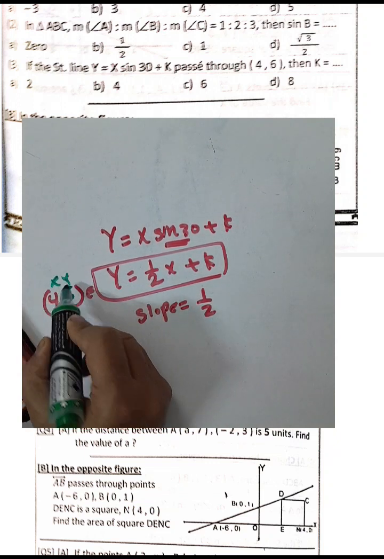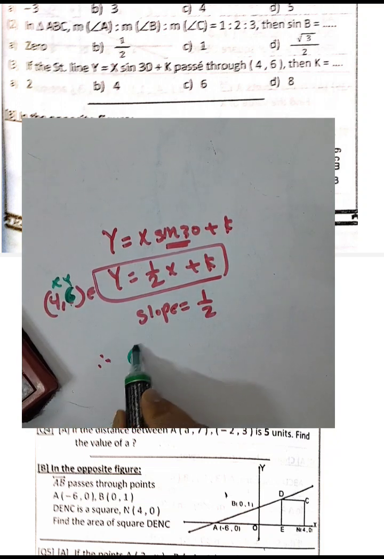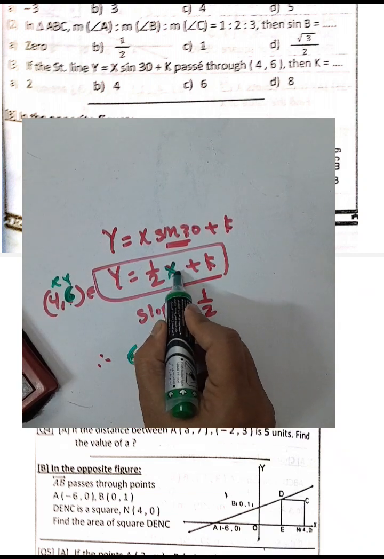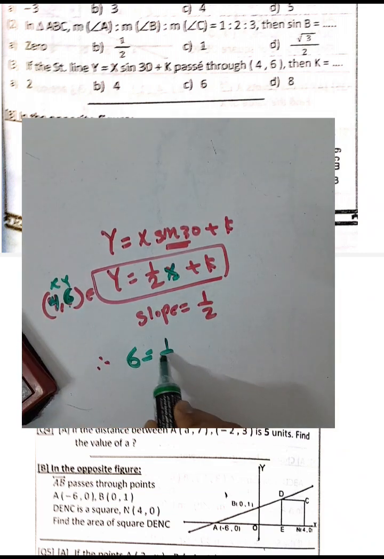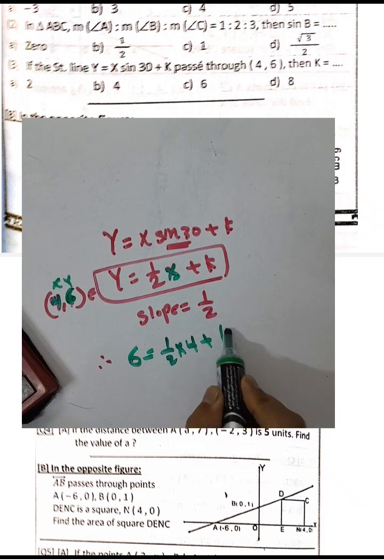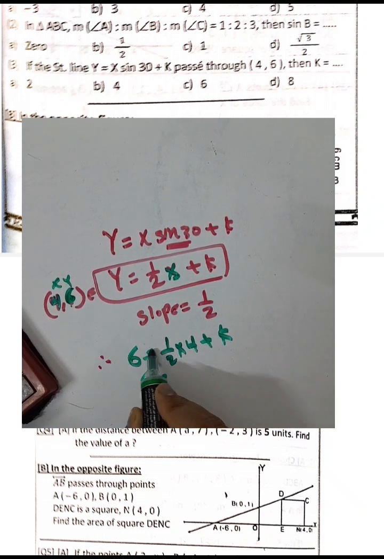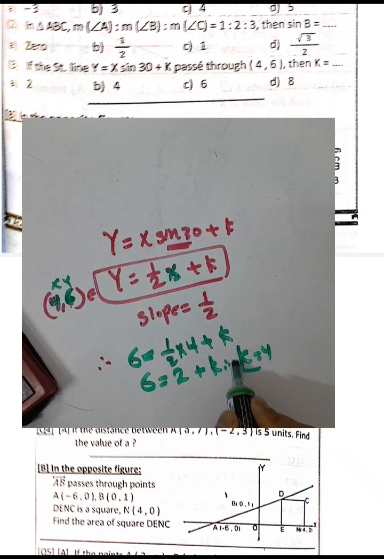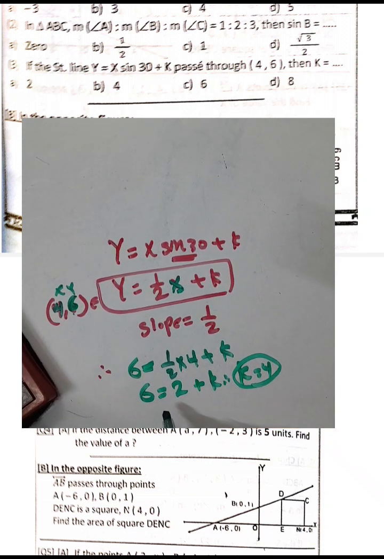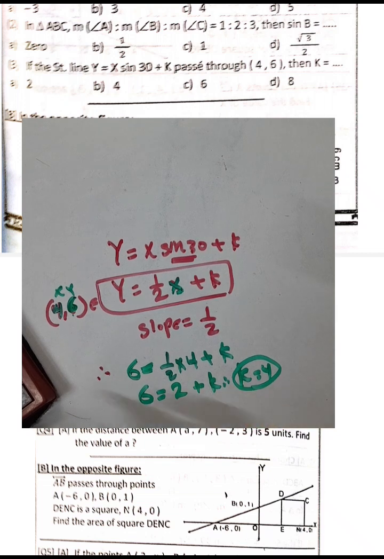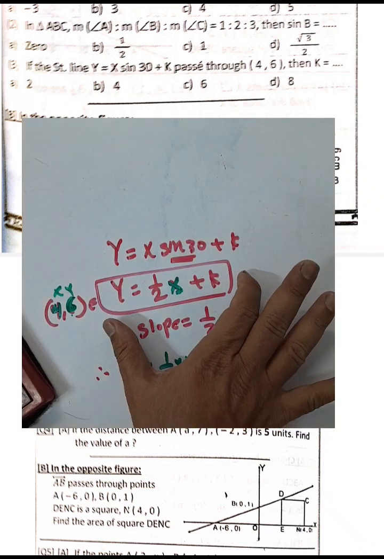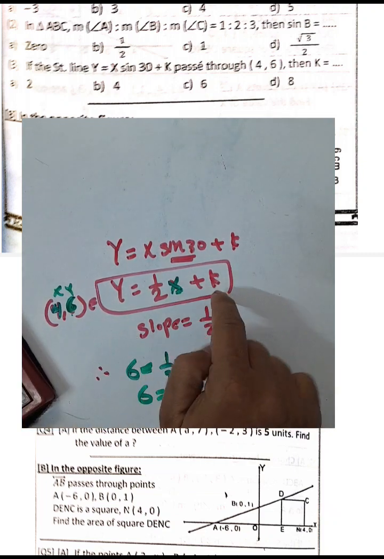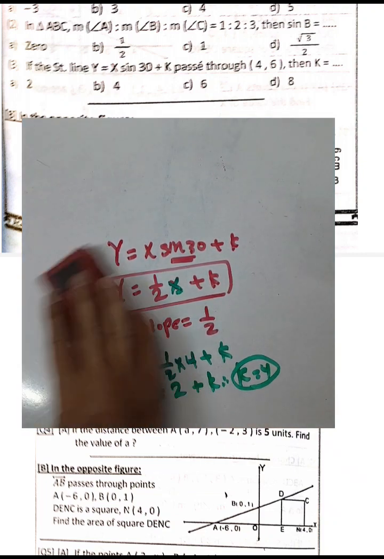We have x and y. Put y equals 6 and x equals 4: half multiplied by 4 plus k. Then 6 equals half of 4, which is 2, plus k. Then k will be equal to 4. Understood these tips? We have the equation in simplest form and put the point in to find the value of k. K will be equal to 4 here.